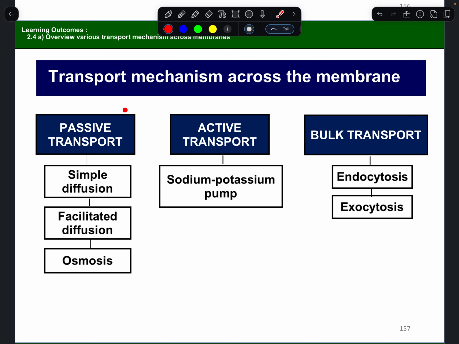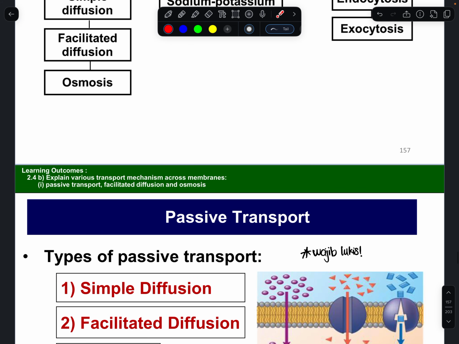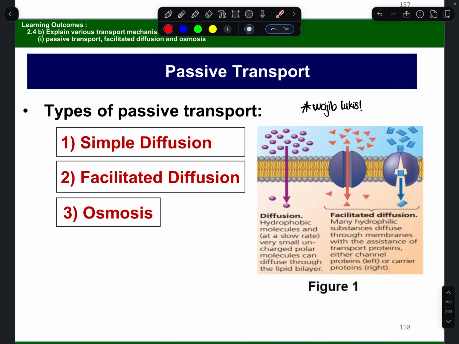Okay, so we're gonna start with the passive. I believe I have uploaded a video which has touched on this briefly, so I hope you guys still remember about it. If you do not remember what is passive transport and active transport, please watch that video first and then you continue with this video. Okay, so let's start with the passive transport.